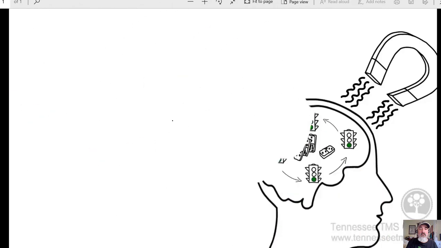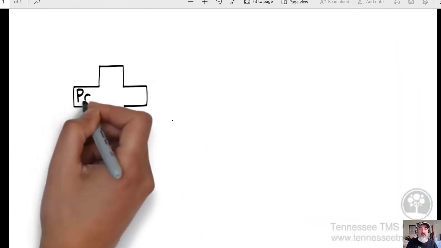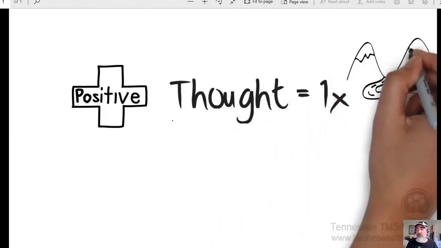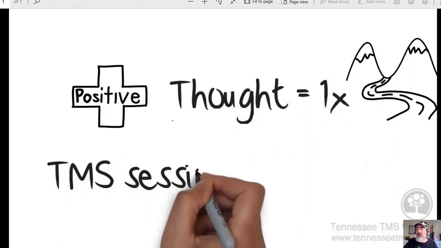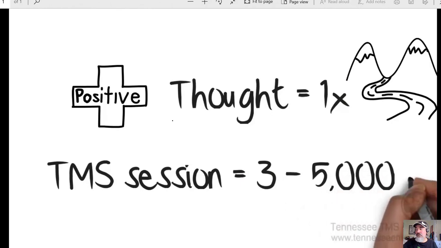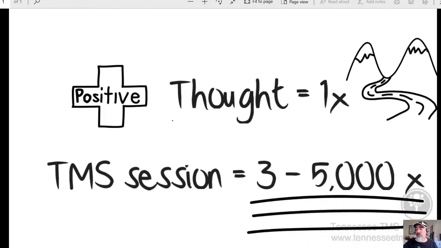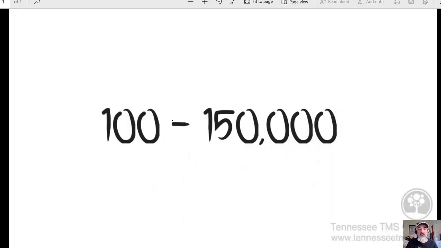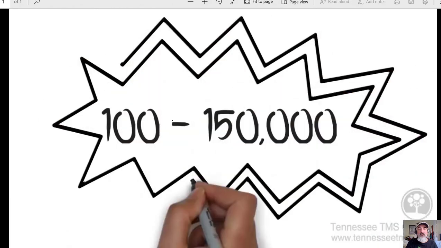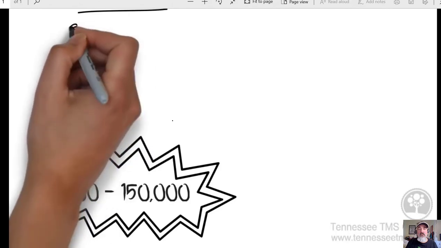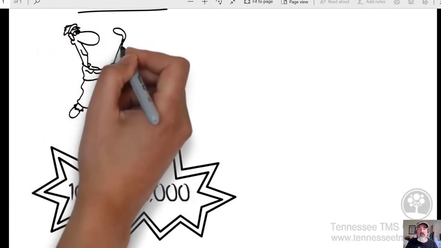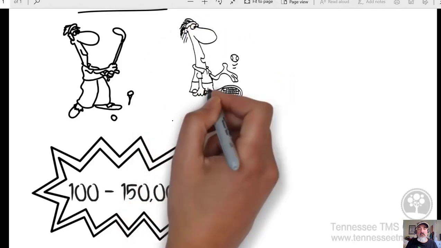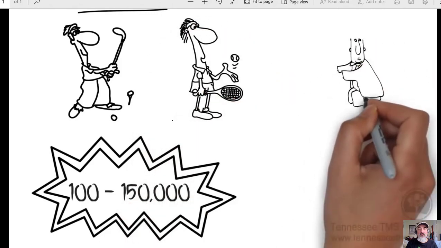While a singular positive thought can practice a particular pathway once, a singular TMS treatment will practice that positive pathway 3,000 to 5,000 times. A typical course of TMS is around 30 sessions and stimulates positive pathways between 100 to 150,000 times. Now, imagine practicing a golf swing, or tennis serve, or a song on the piano 100 to 150,000 times. You'd get pretty good at it.